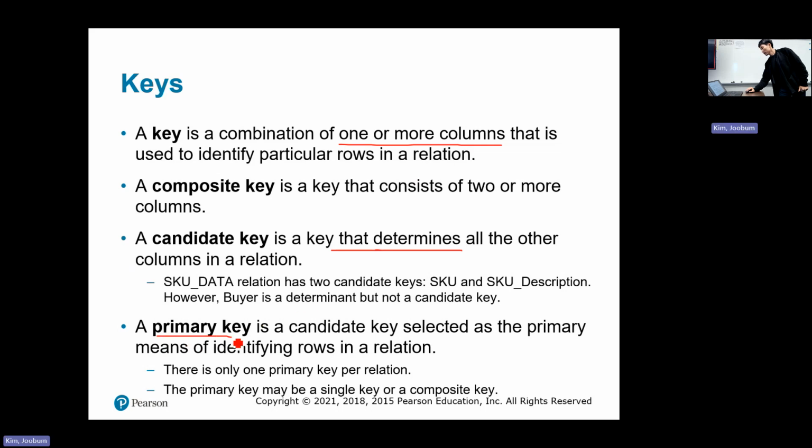Then the primary key is what we choose: one of the candidate keys to use as the unique column. Okay, so this is the relationship and the definitions of the terminology.